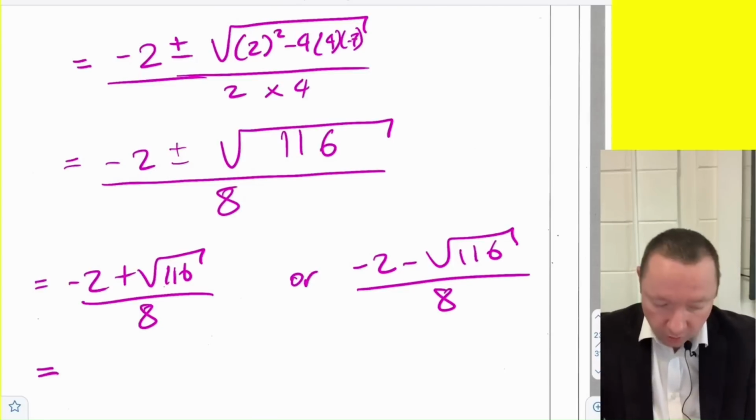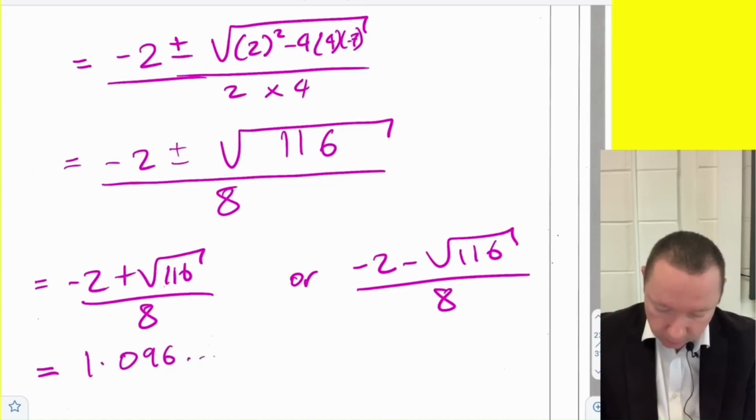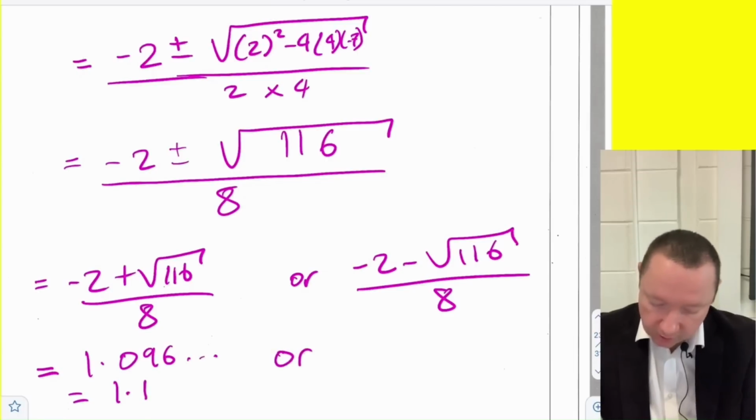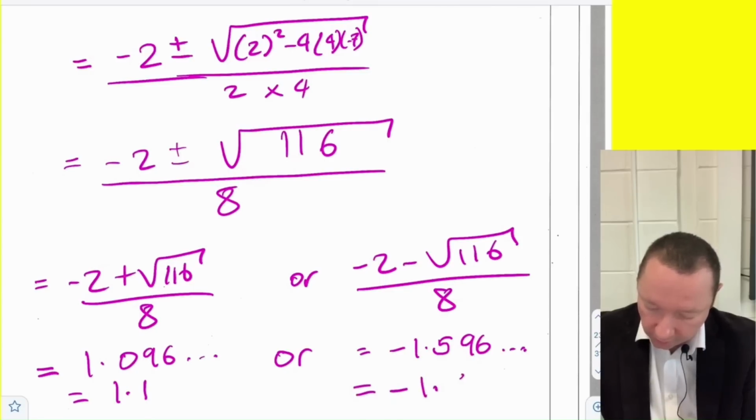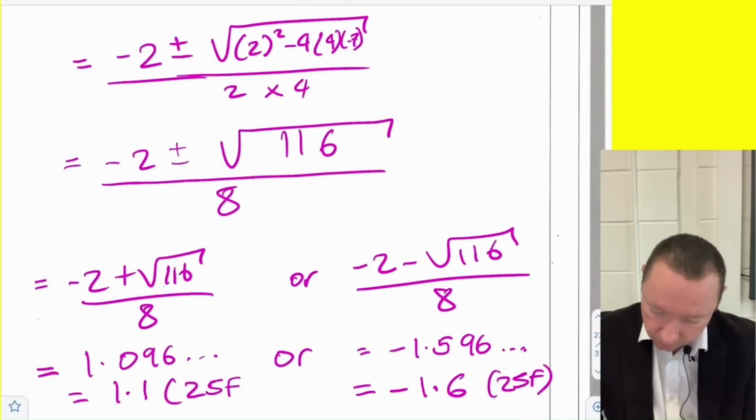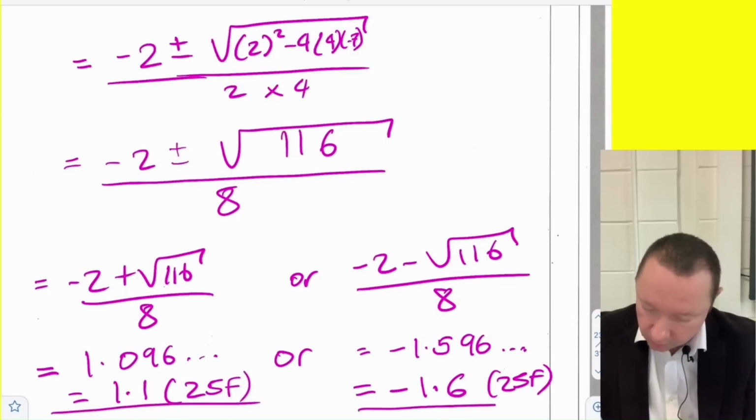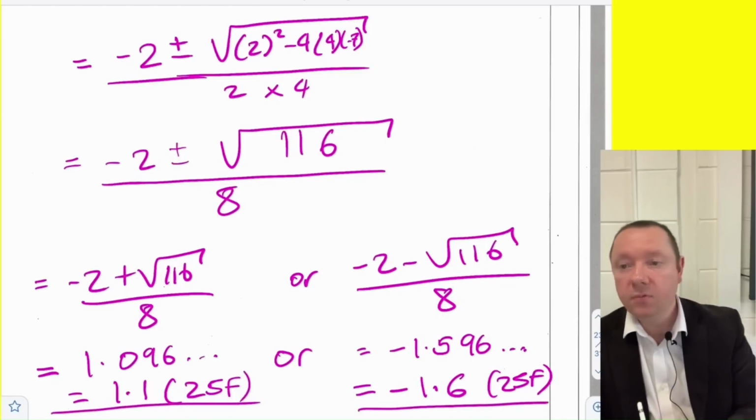First answer I get 1.096, or about 1.1. And the second answer, I get minus 1.596, and a bunch of numbers, or if I wanted to round that, minus 1.6. Two significant figures for both of them. And that's me done. That's 4 marks.